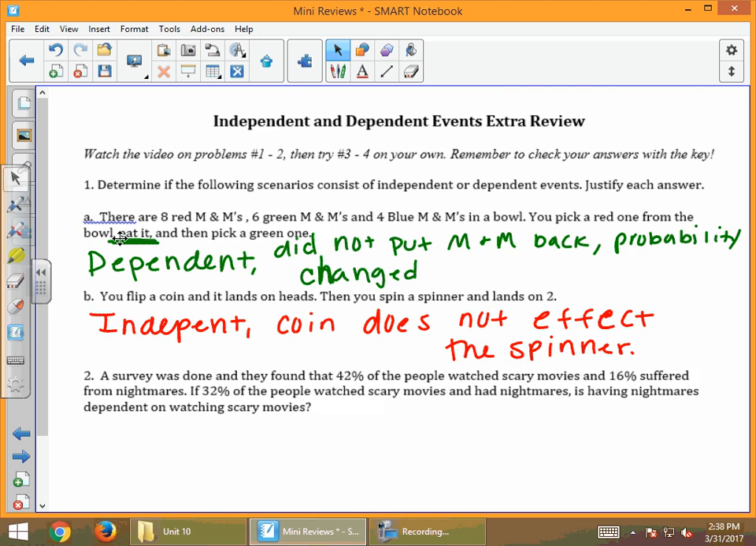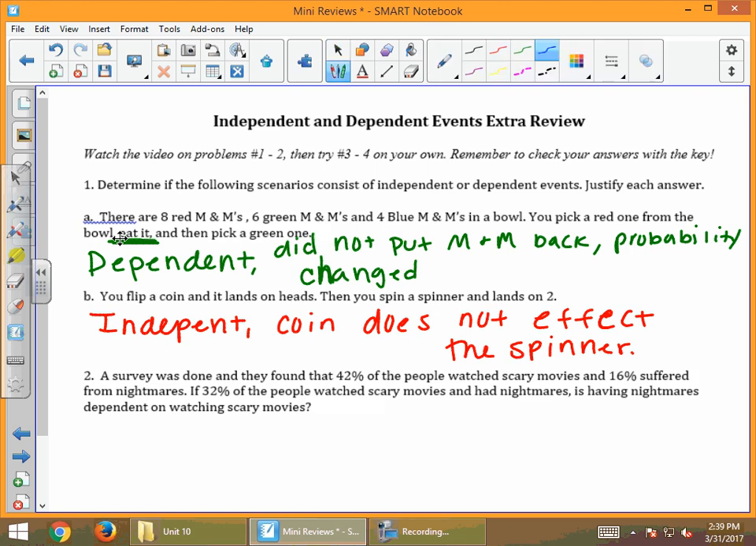A survey was done at number 2, and they found that 42% of the people watched scary movies and 16% suffered from nightmares. If 32% of the people watched scary movies and had nightmares, is having nightmares dependent on watching scary movies?